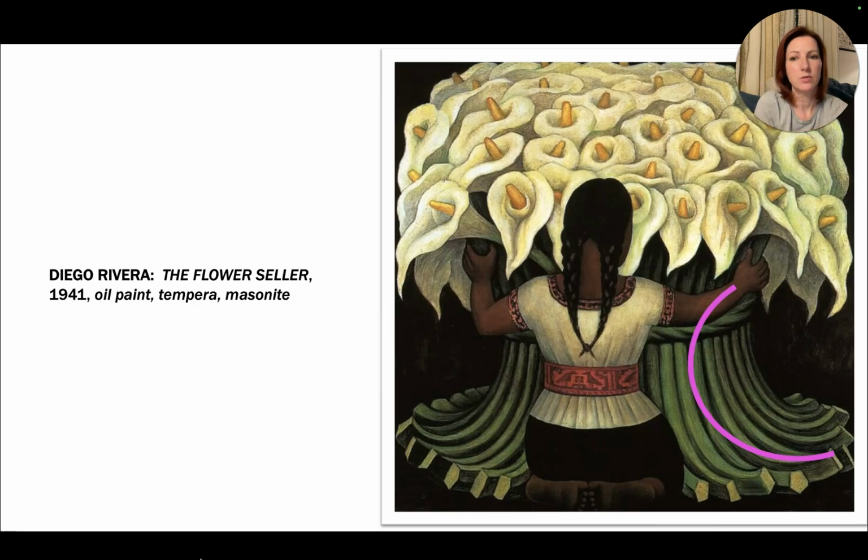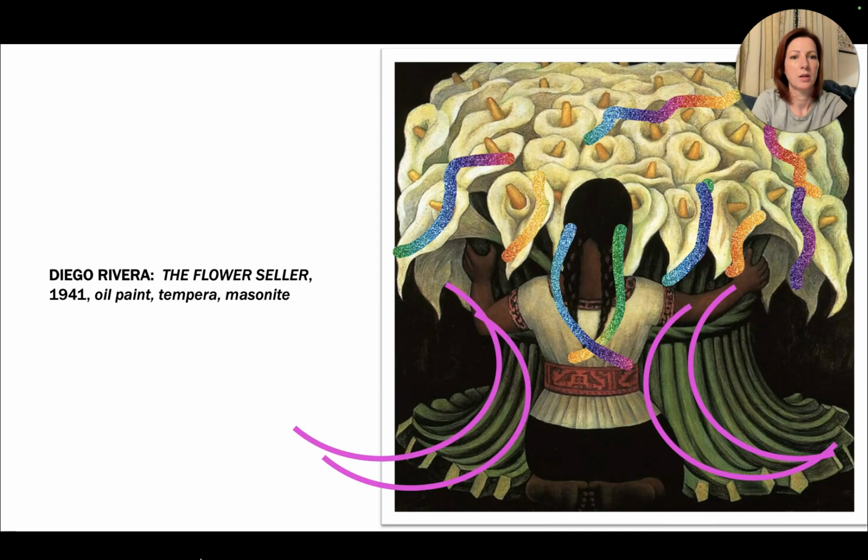So this is Diego Rivera, the flower seller. It's from 1941. And then you could see the curve of the stems of the calla lilies, and then her arms, and then the way her braids kind of come back. And also it kind of mimics the shape of her body from her waist and her hips. So this has a lot of curves into it, and it feels very comforting, almost like she's giving this a big hug, correct?